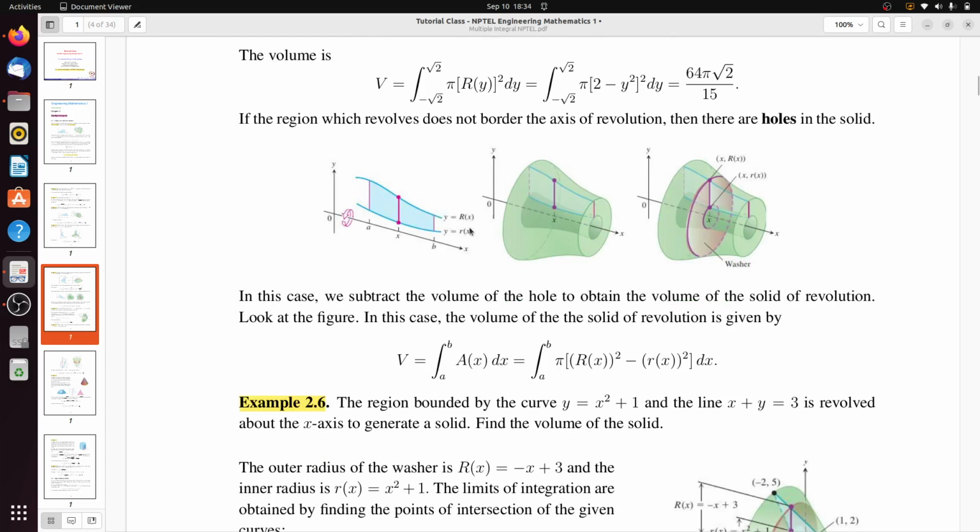It is y equal to capital R(x) curve and y equal to small r(x) curve, then the volume of revolution will be the integral from a to b of A(x) dx, where A(x) is nothing but pi times capital R(x) whole square minus small r(x) whole square dx. Because first you have to determine the area inscribed by the total outer curve, then determine the area inscribed by the inner curve and the x-axis, and then subtract the smaller one from the larger one, and you will get this sectorial area.